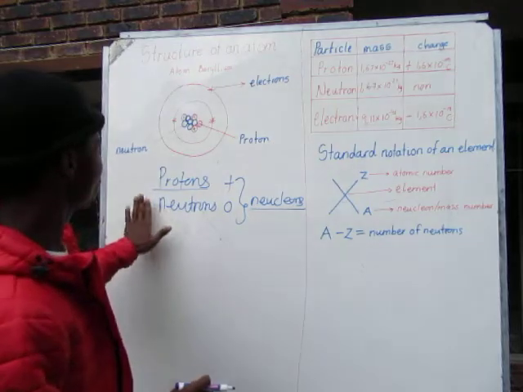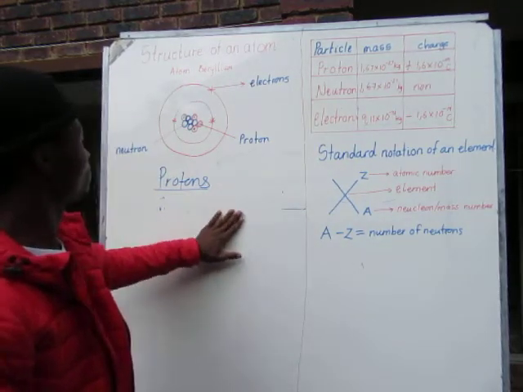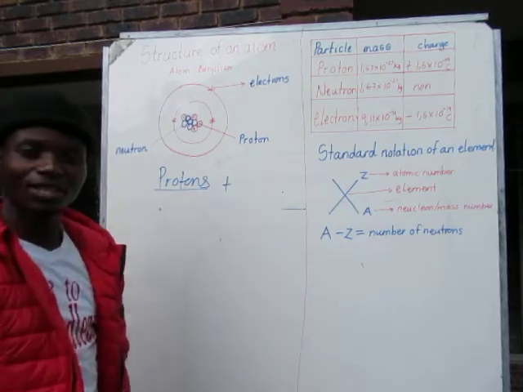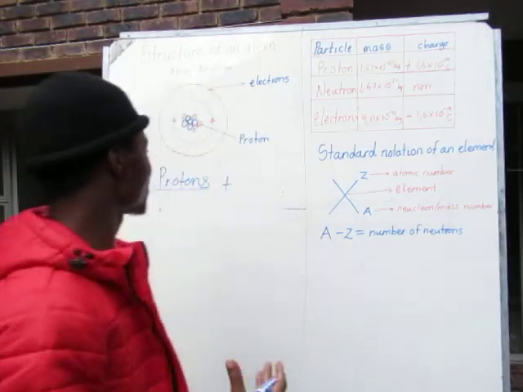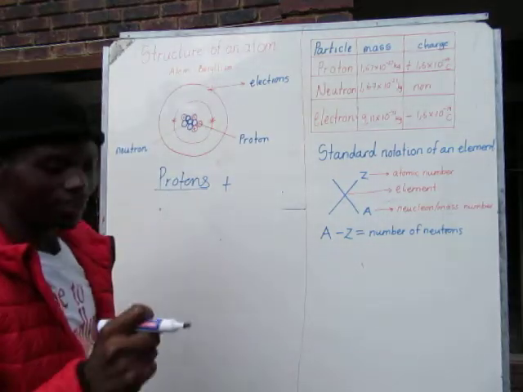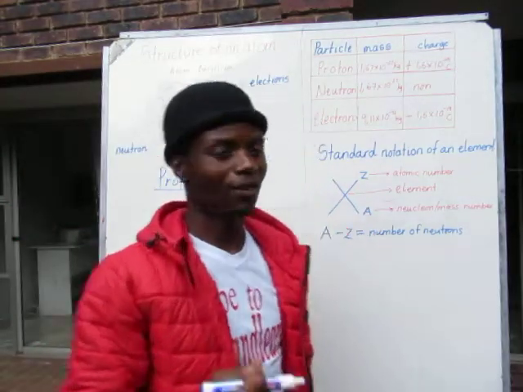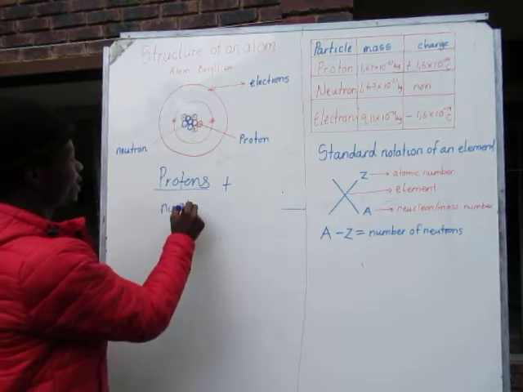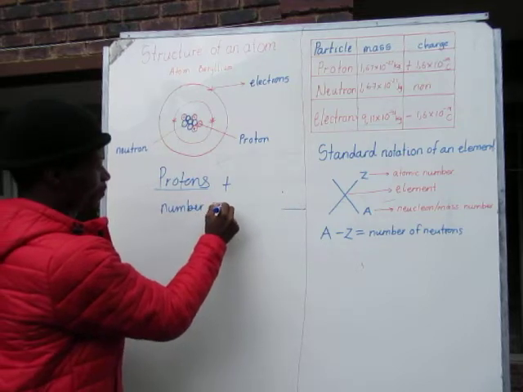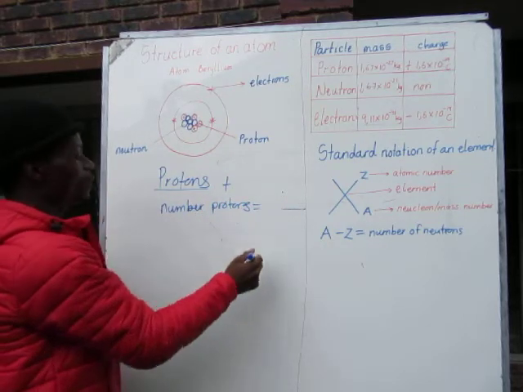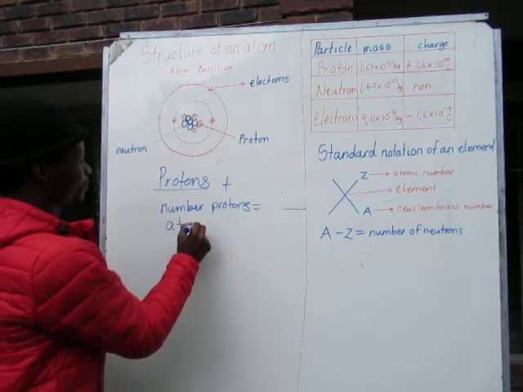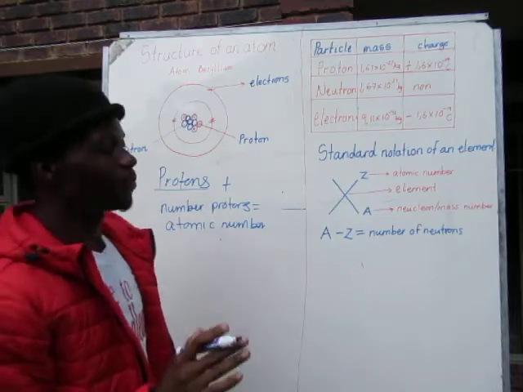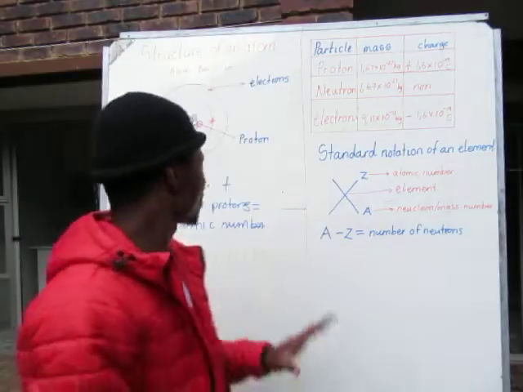Right, so let's talk about the proton on its own. We said protons are positively charged. That's the first thing we should know. The second thing we should know about protons is that they are found at the center, or at the nucleus, of every atom. And we should know that the number of protons, this is very important, is called the atomic number. So this is very, very important. The number of protons is called the atomic number.